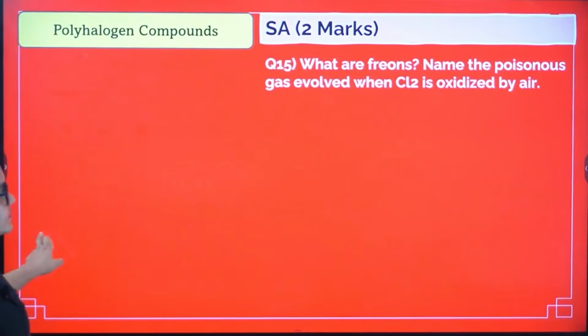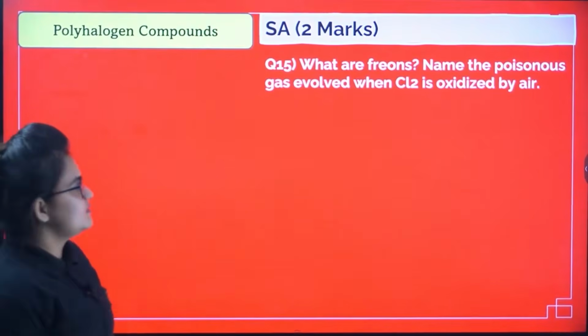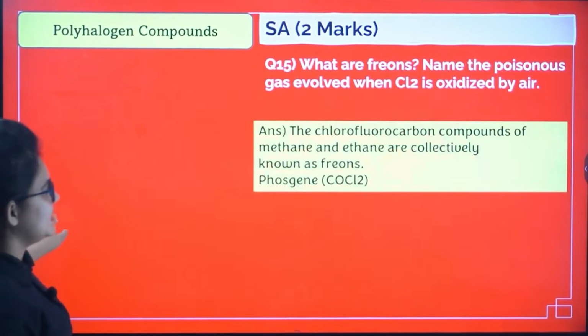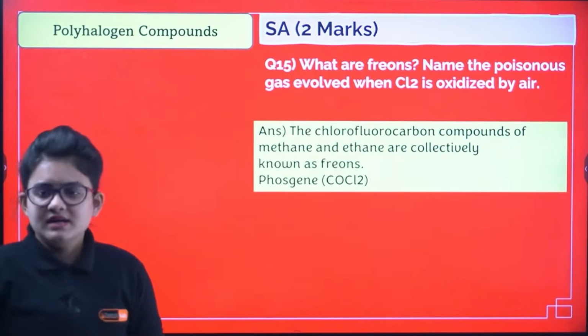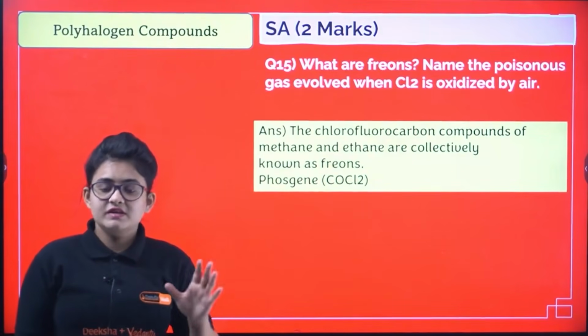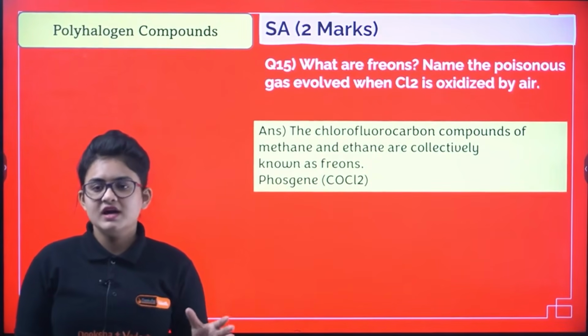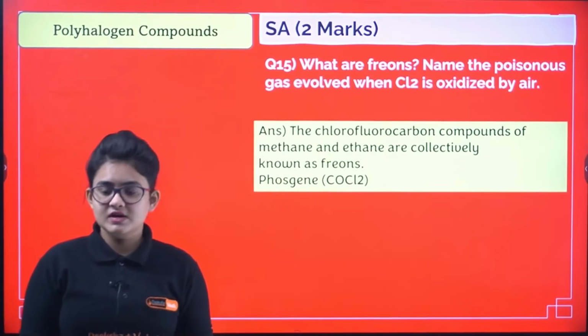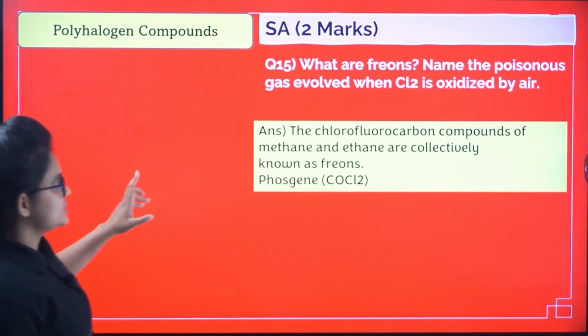Okay, what are the freons? Name the poisonous gas evolved when CHCl3 is oxidized by air. So you can see the chlorofluoro compounds of methane are effectively called freons, and whenever chloroform is oxidized, you will get phosgene gas. Okay, so that is poisonous for your health.